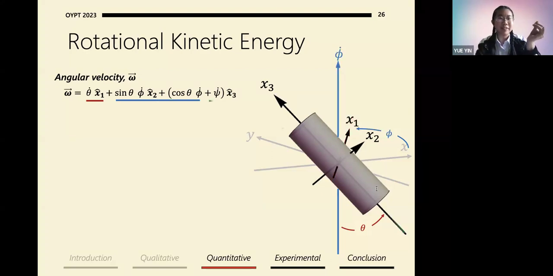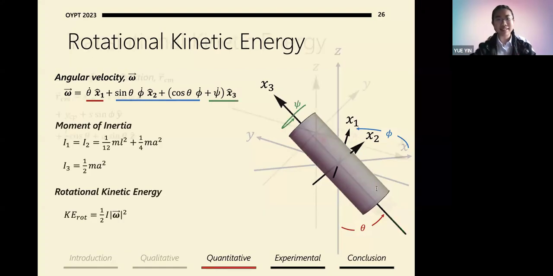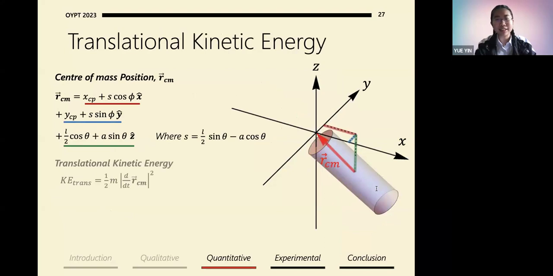So this is not the full kinetic energy, because the pendulum is not just rotating about its own center of mass. The center of mass is also moving. So then we need to consider the motion of the center of mass in the x, y, and z direction, which allows us to write the r vector and the translational kinetic energy. This gives us the total kinetic energy of the system.